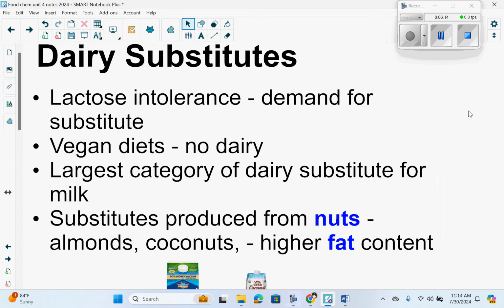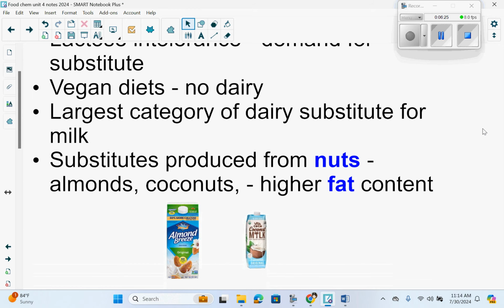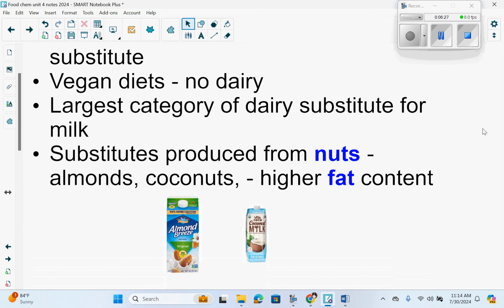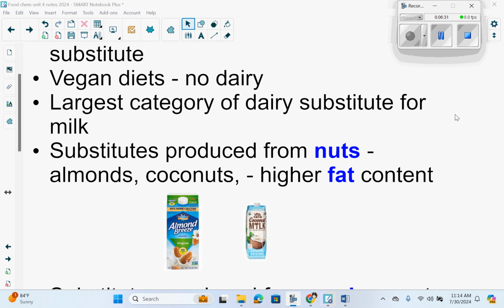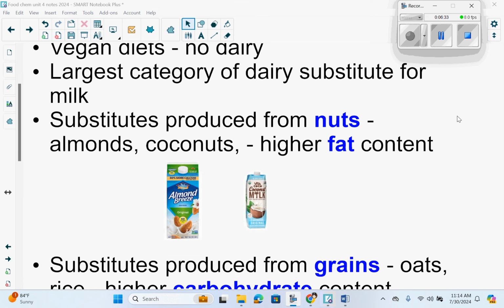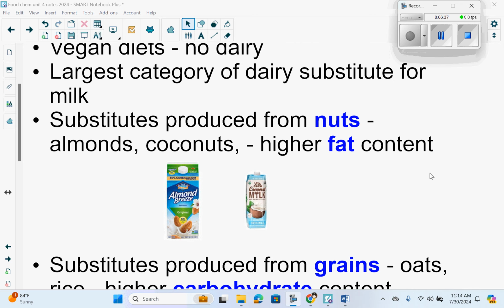All right, dairy substitutes. Lactose intolerance created a demand for this substitute. Vegan diets, right, have no dairy because there's no animal products involved. The largest category of dairy substitute is for milk. Substitutes can be produced from nuts. This is your almond and coconut quote-unquote milk.